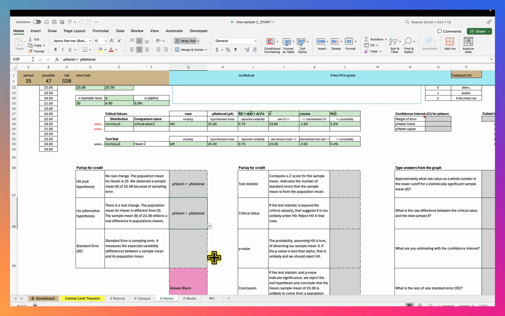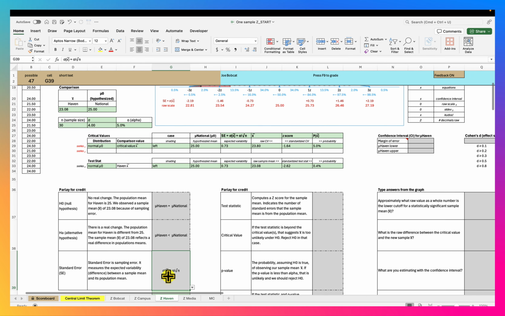The standard error is the sampling error, which for all these is measured by sigma x bar, which is the standard deviation divided by the square root of the sample size. All right, the test statistic is a z-score, the critical value.